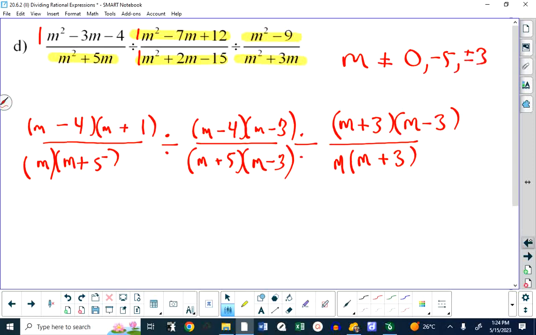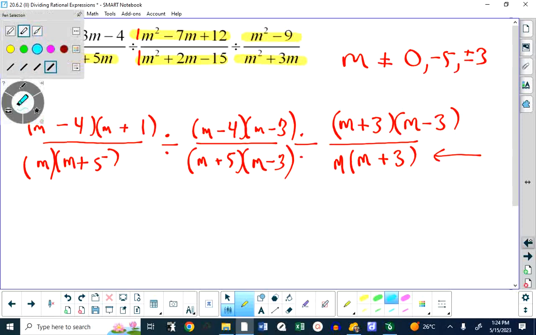What I'm doing is I'm looking at all of the denominators right now. 0, negative 3, 3, negative 5. But now I need to look at the numerators. So I've looked at these. Now I'm looking here. Well, I already have plus or minus 3. I already have the 3. I need 4 as well.